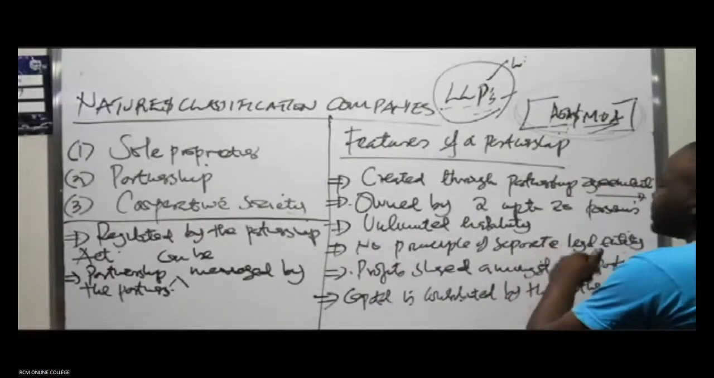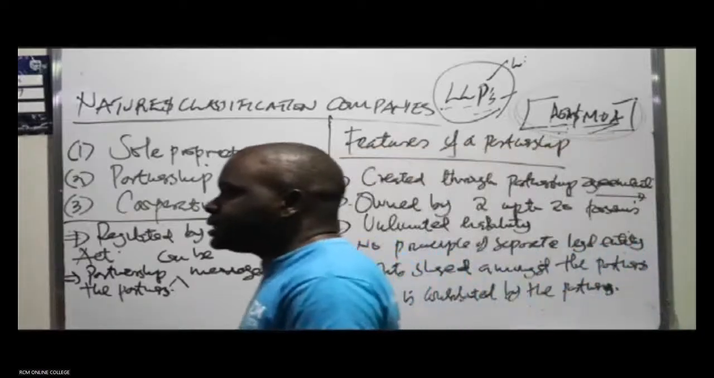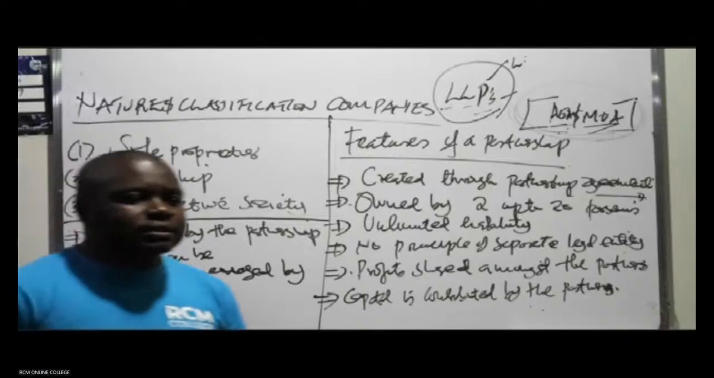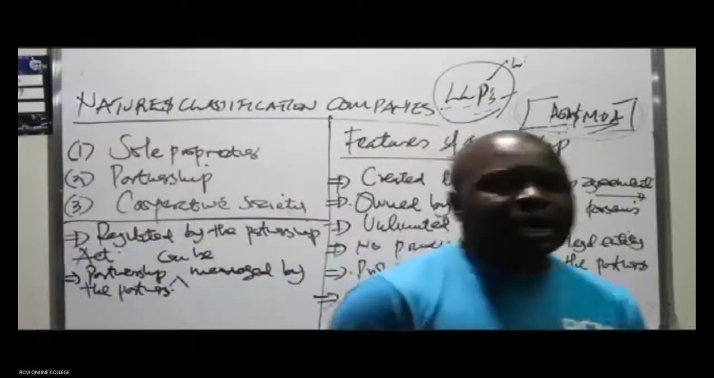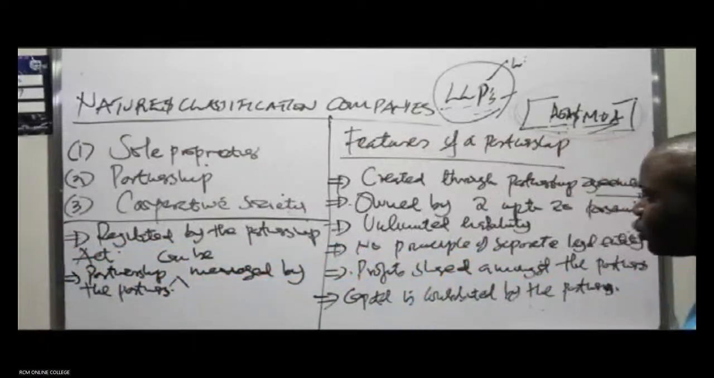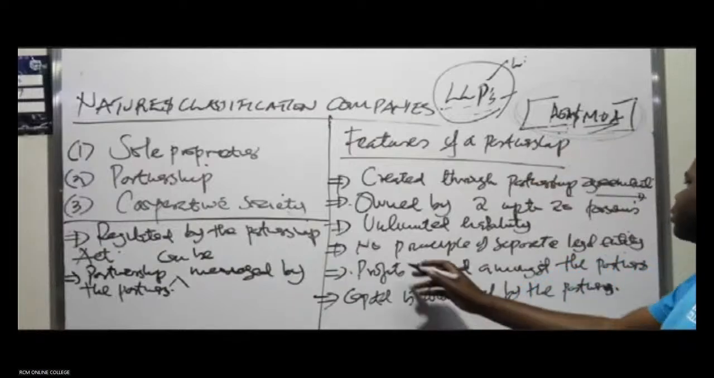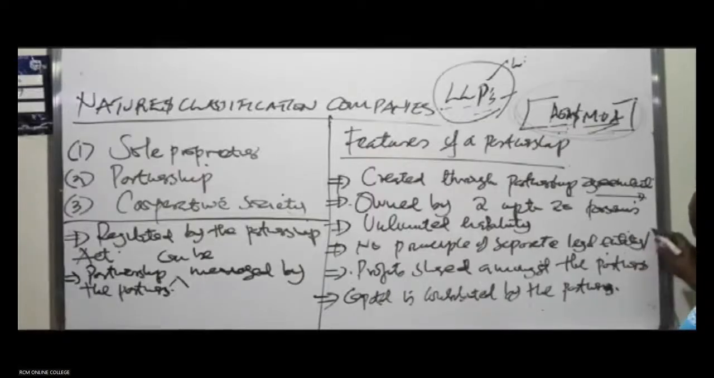It simply means that the owners, or the partners, are liable for the partnership business. The personal assets of these partners at home can easily be attached to settle the liabilities of the partnership business. There's no principle of separate legal entity, but in a company, we do have it.